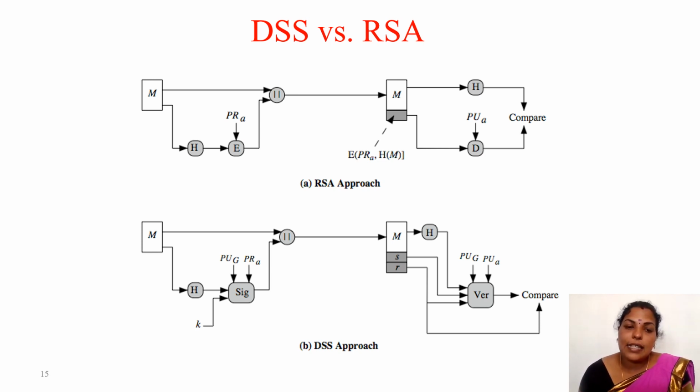Then coming to the DSS approach, they generate a signature using the hash value. They are not performing any encryption. They generate a signature using the public key of G as well as the private key of R. Then it is concatenated with the message and passed. So here you see M comma the signature pair S, R. Then from the message the hash H is generated. Then S and R are verified using the hash value generated from M, and it is compared; if it is the same then it is valid, otherwise it is not valid. So this is the difference between DSS and RSA.